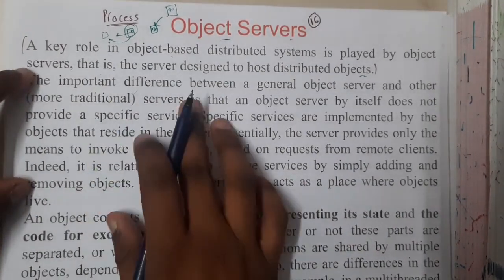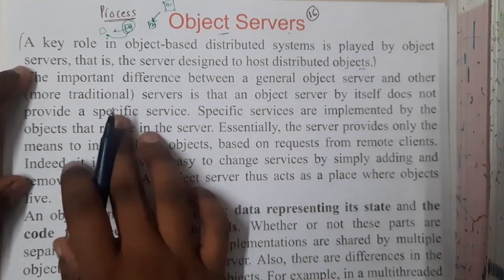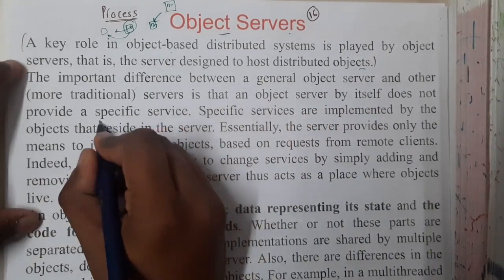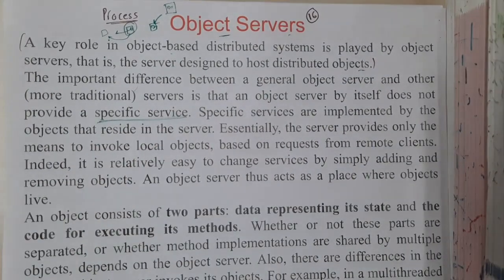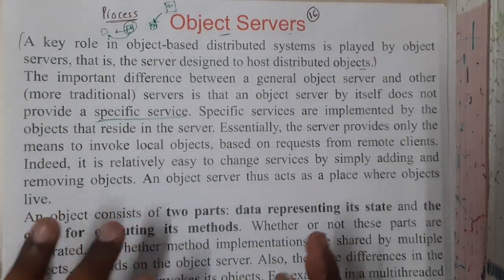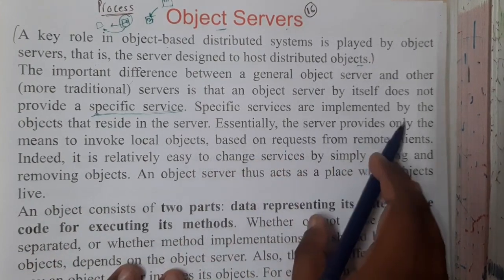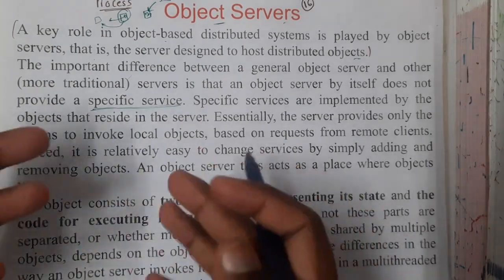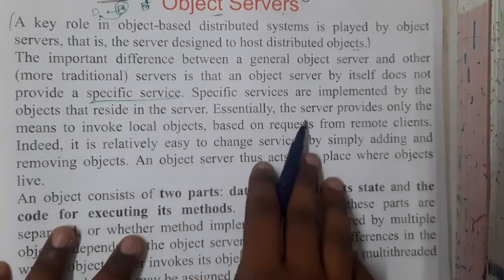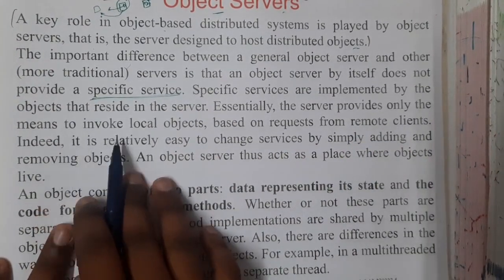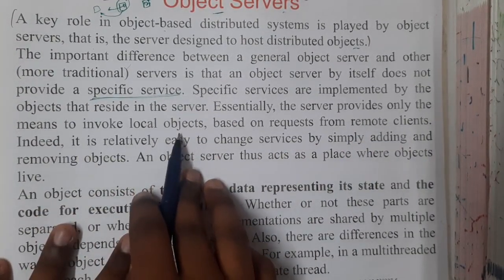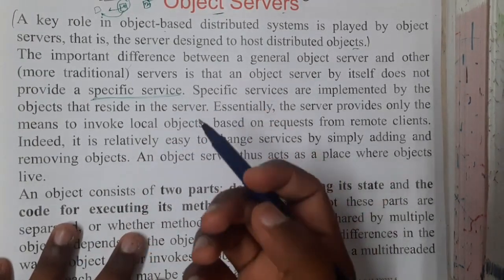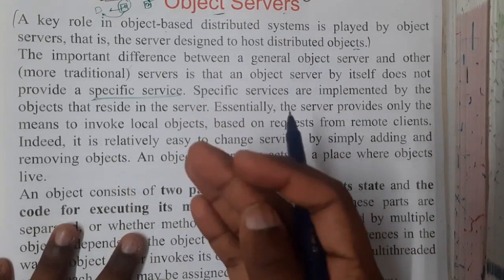The important difference between a general object server and other traditional servers is that an object server by itself does not provide the specific service. It will not provide the service, it will implement the service, guys. That is the main thing that you should remember here. Specific services are implemented by the objects that reside in the server. Especially, the server provides only the means to invoke the object. Once you send a request, the object will be invoked, and it will start the task in that way, guys.